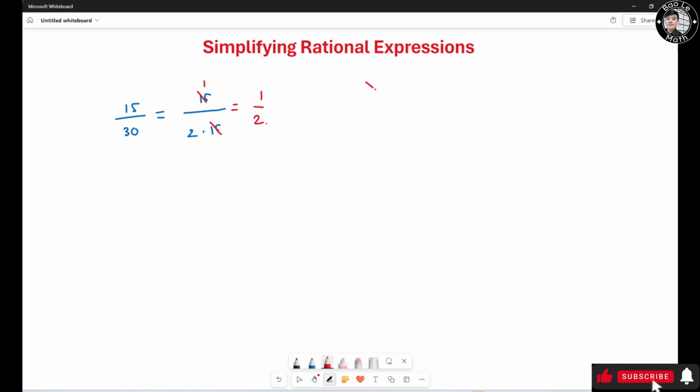So, for example, if you have s minus 1 over 5s minus 5. Now look at the numerator, I have s minus 1, right? So I don't have any GCF, so I just rewrite s minus 1. But look at the denominator, I have the GCF 5, so I need to factor 5 out.